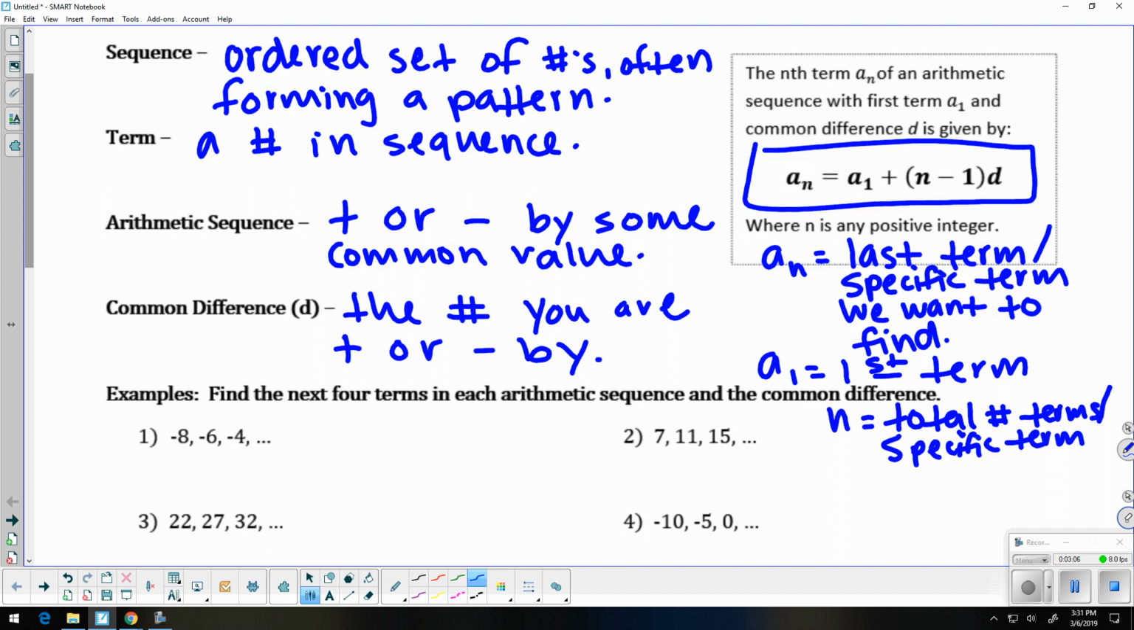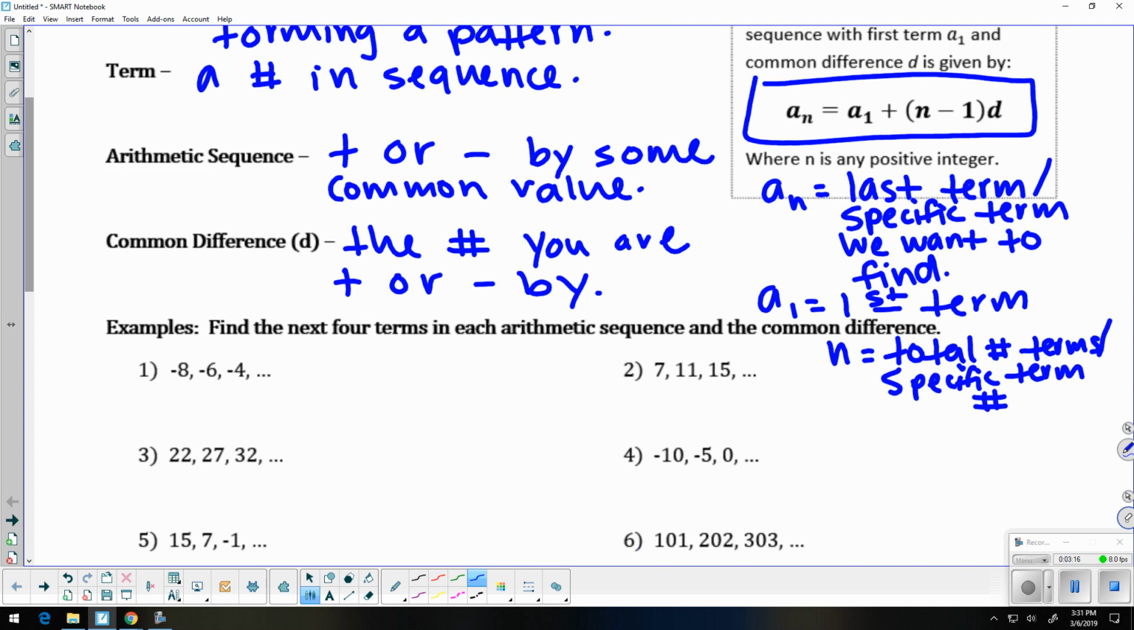As I already mentioned, if I asked you to find the 35th term of a sequence, then n is 35. That's my specific term number that we're trying to find. And we already know what d is. D has already been described in the definitions, but that's the common difference, the number you're adding or subtracting by. Okay, so let's put this all to good use.